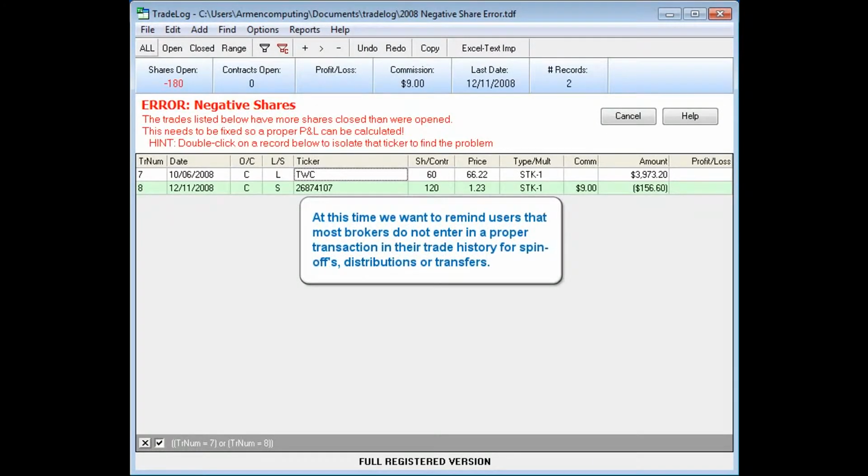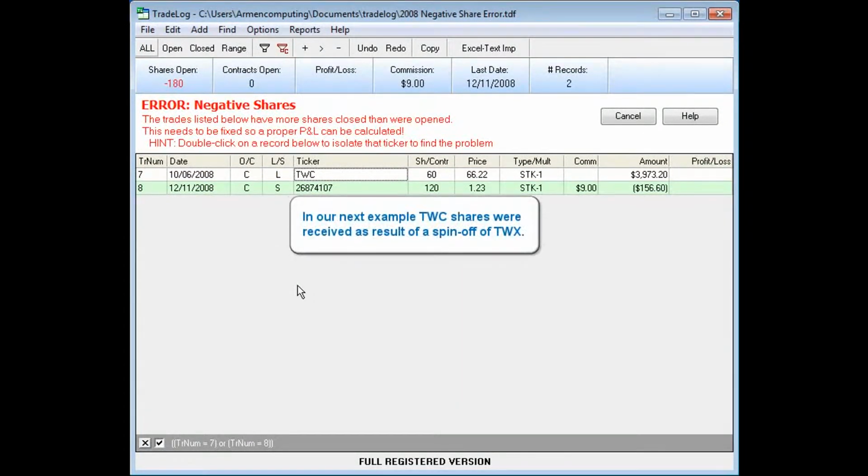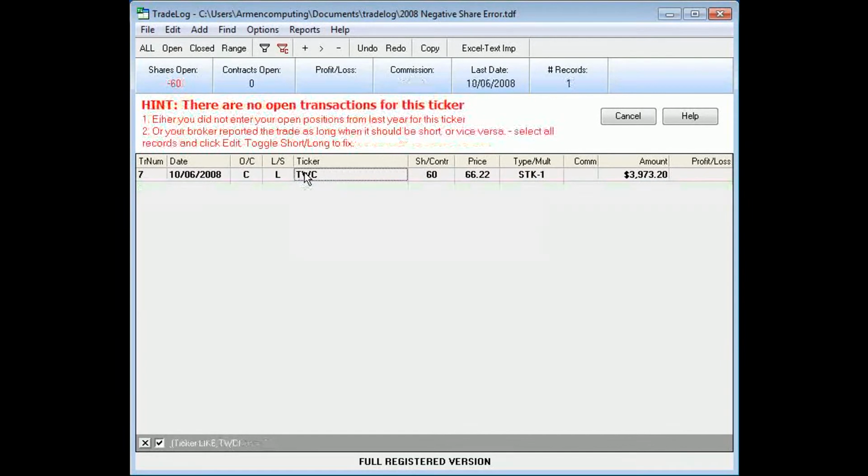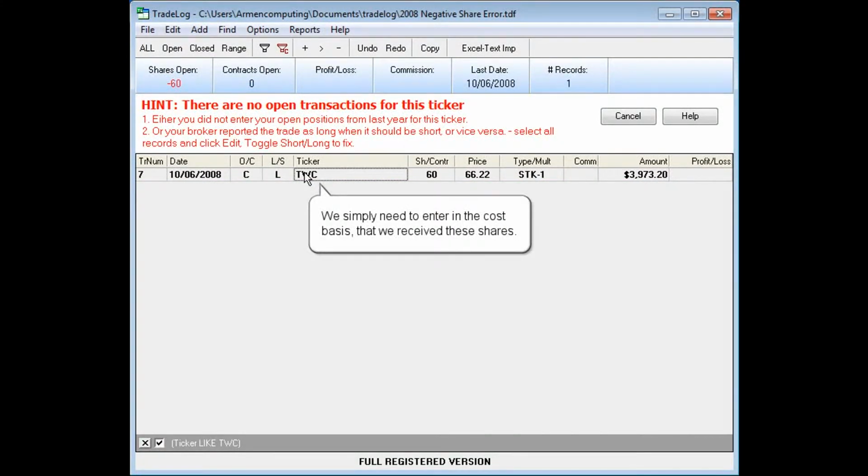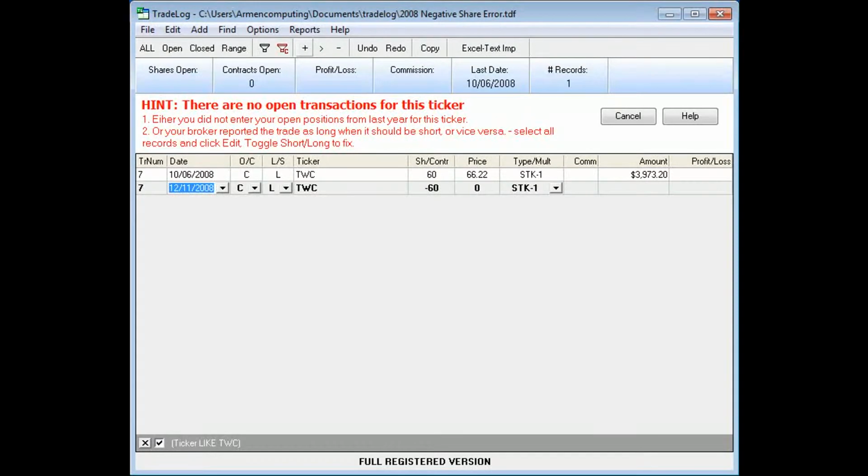At this time, we want to remind users that most brokers do not enter in a proper transaction in their trade history for spin-offs, distributions, or transfers. In our next example, TWC shares were received as a result of a spin-off of TWX. We simply need to enter in the cost basis that we received these shares. Watch as we demonstrate this.